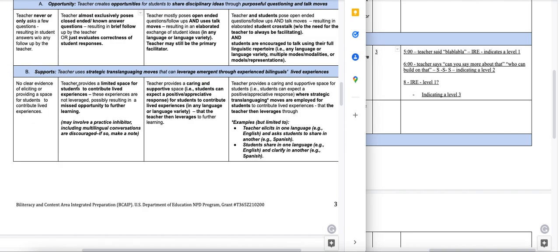And so in order to move up outside of a 0, you need to see the teacher providing a limited space for students to contribute lived experiences, at least a limited space. These experiences are not leveraged, but possibly resulting in a missed opportunity to further learning. And this may involve a practice inhibitor, including the discouraging of multilingual conversations. If so, make a note in your evidence bucket over here.